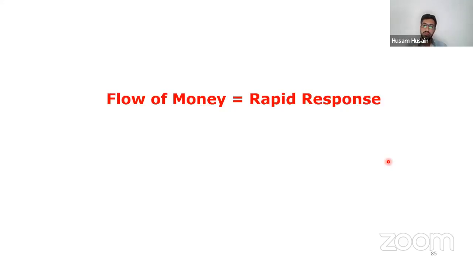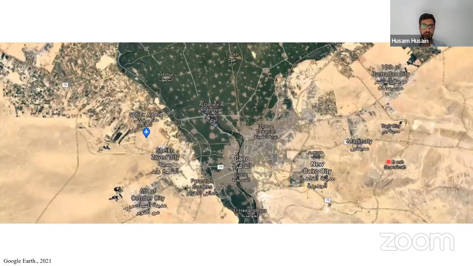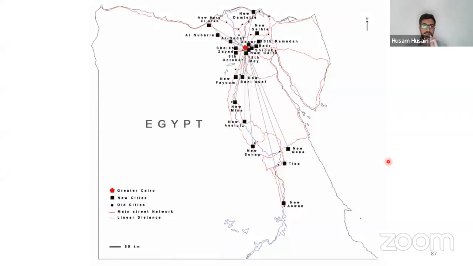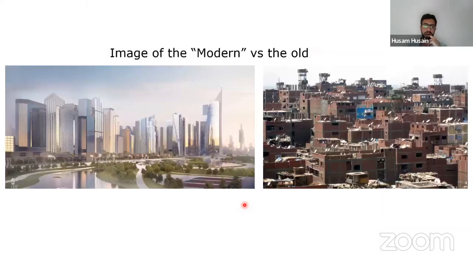Of course, we can conclude that with more money, a rapid response appears. And here are the 44 different cities. You can see the proximity from Cairo, and overall the development, the strategic planning of these cities along Egypt in general. And here we're speaking about the image of modern versus the old.